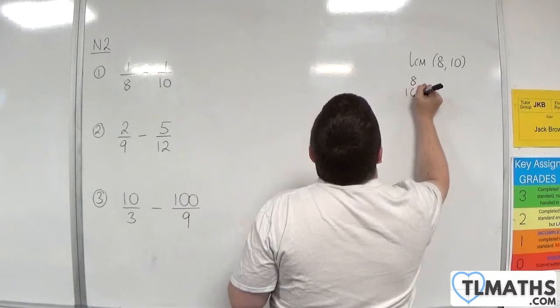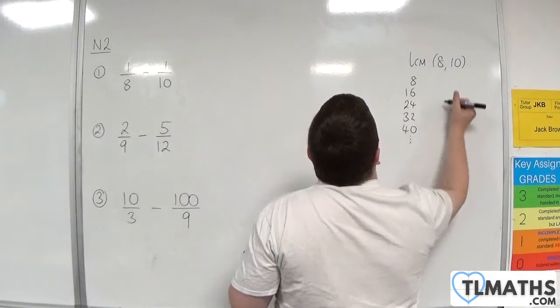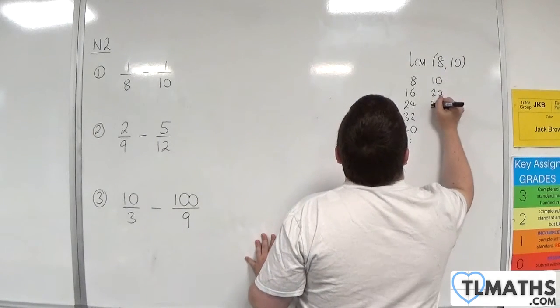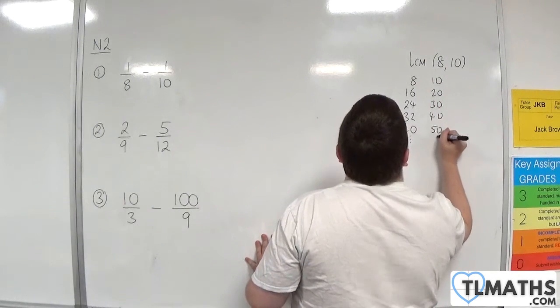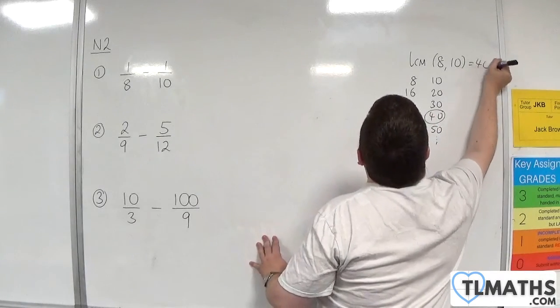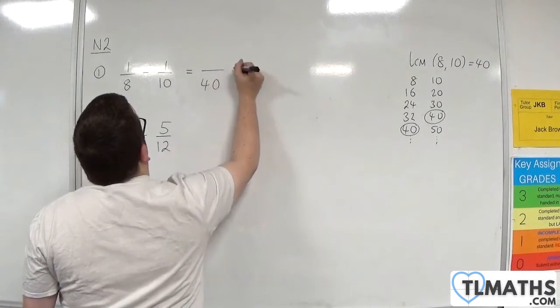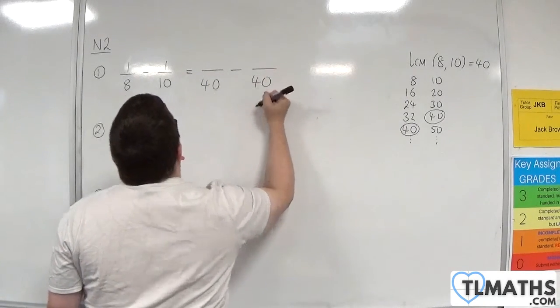8, 16, 24, 32, 40, etc. 10, 20, 30, 40, 50, etc. So 40 is the lowest common multiple. So we should be able to write them as something over 40 take away something over 40.